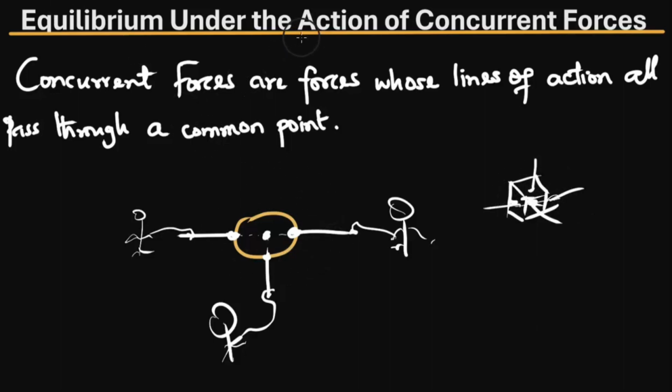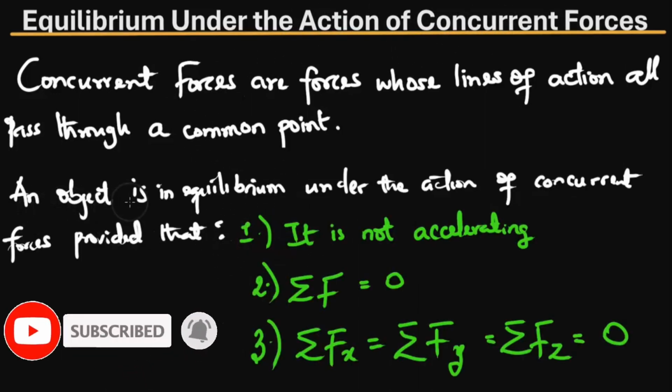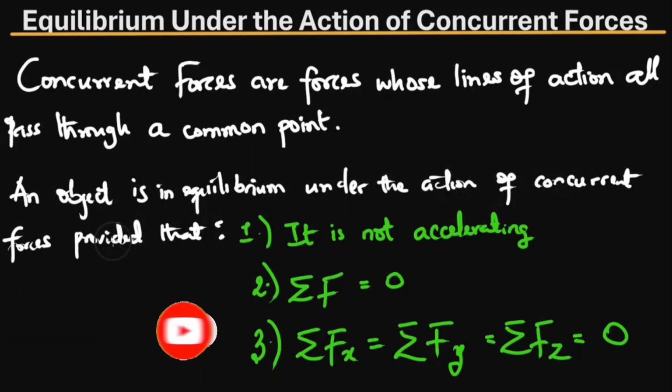Now, when an object is under the action of concurrent forces, how can we tell that that object is in equilibrium? An object is in equilibrium under the action of concurrent forces, provided that 1, it is not accelerating. 2, the summation of forces acting on the body is equal to 0. 3, the summation of the forces in the x direction. Let's say, for example, we have our forces here. This is our y-axis. This is our x-axis, or our y direction or our x direction.